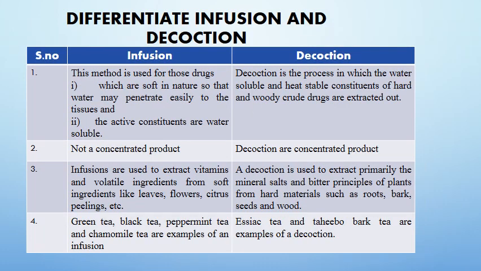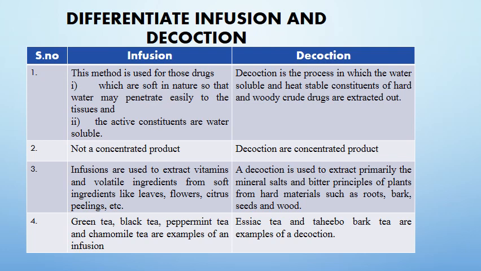Difference between infusion and decoction. Infusion is a process which is used for drugs which are soft in nature so that water can penetrate easily to the tissue, and it is also useful for active constituents which are water soluble. Next is decoction. Decoction is the process in which water soluble and heat stable constituents of hard and woody drugs are extracted out. Infusion is not a concentrated product, but decoction is a concentrated product.